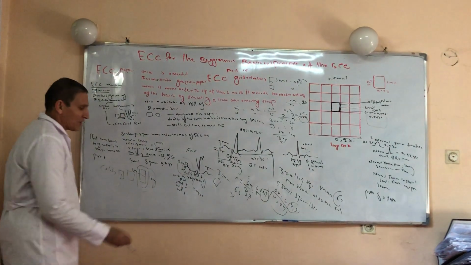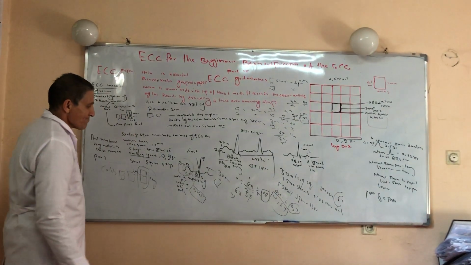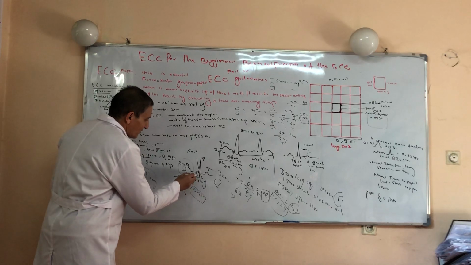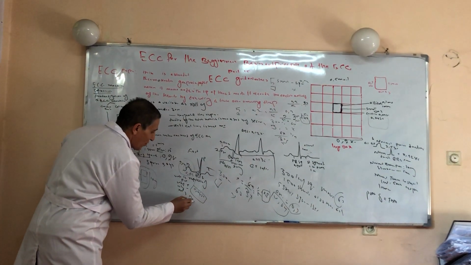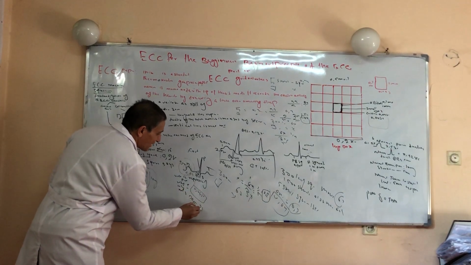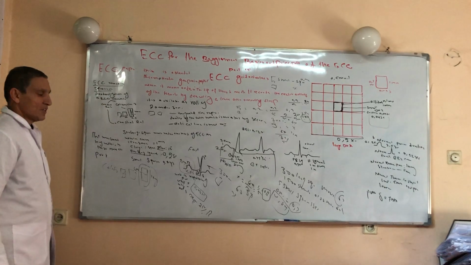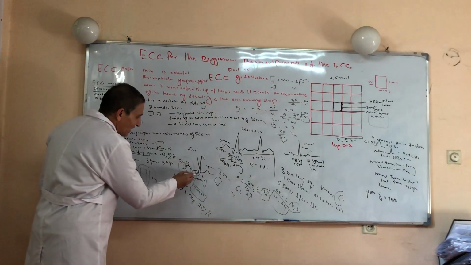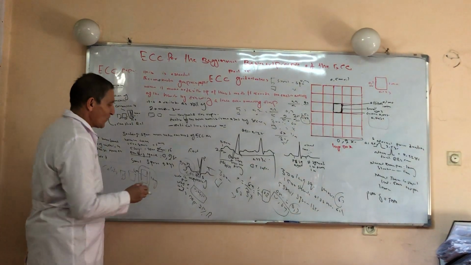The upper limit that you should not forget is 0.04 seconds, one small square. The depth of the Q wave should be less than 25% of your R wave. So this is 0.04 seconds in duration, and the depth should also accept 1 millimeter.